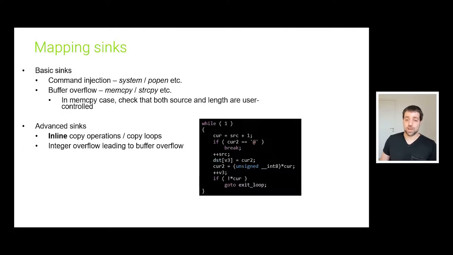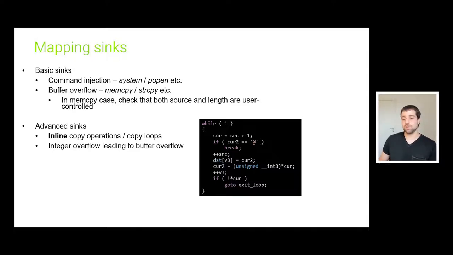Unfiltered input, for example when the user controls both the source and the size of the copy, and it goes out to a fixed size destination of memcpy and strcpy, it's a buffer overflow. And like I said, in the memcpy case, you have to check that both the source and the length are user controlled. Of course, it's not enough to check one of them. So basically, these are pretty easy to find. If you have symbols, it's immediate. You just see the function name and you say, okay, this is a sink.